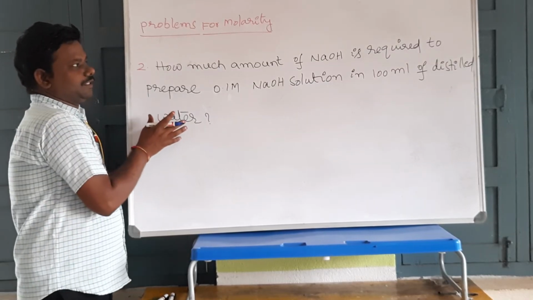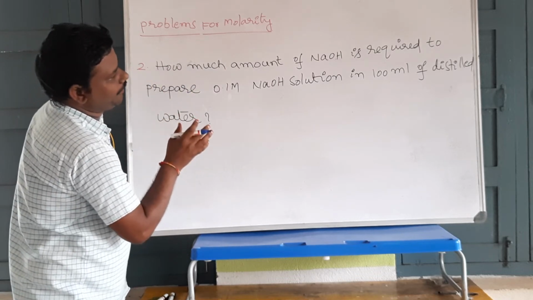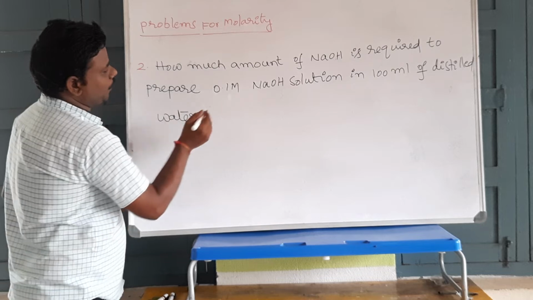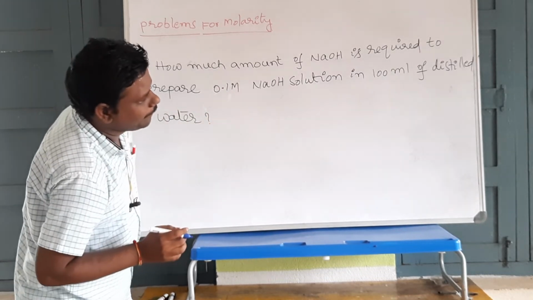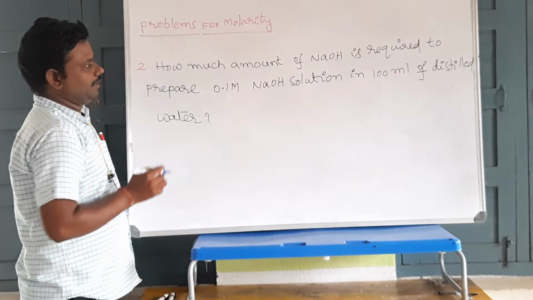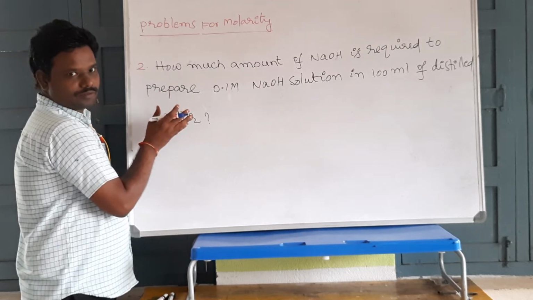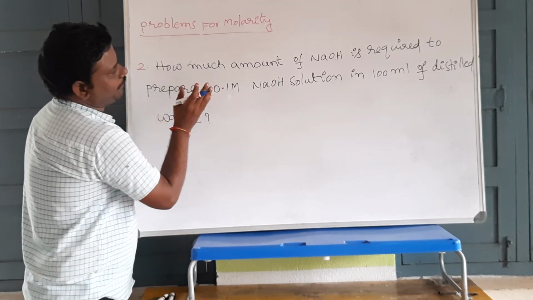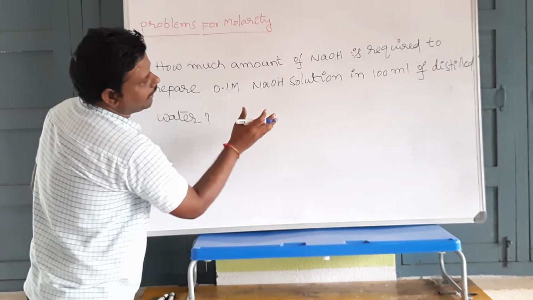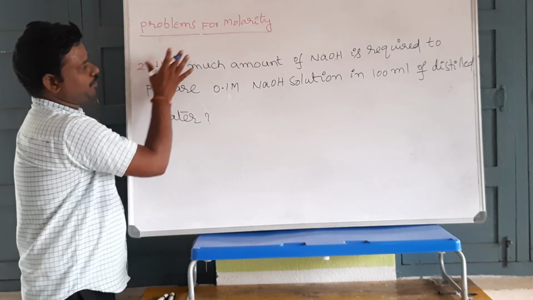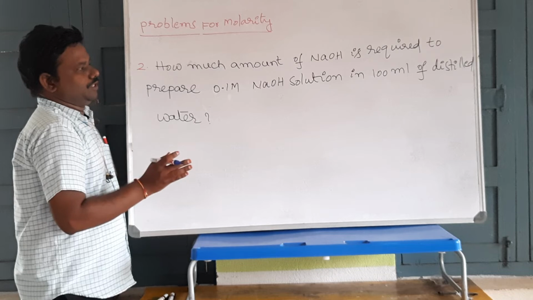This is the second problem for molarity. The problem is: how much NaOH is required to prepare 0.1 M NaOH solution in 100 ml of distilled water? Here we can find out the weight of the NaOH. Understand, how much NaOH is required to prepare 0.1 molarity NaOH solution in 100 ml of distilled water. In this problem, we find the weight of the NaOH.